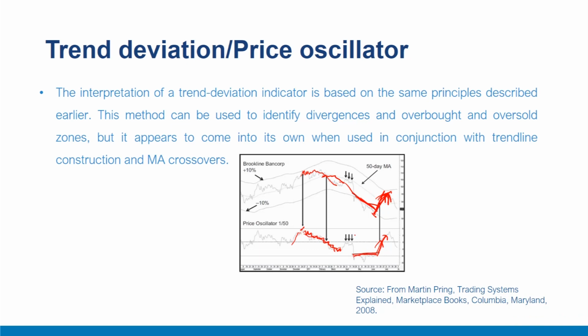Basically, momentum or trend deviation or price oscillator is giving us some leading signals, which, when confirmed by moving average crossovers and trend line violations, are further confirmed by the price action itself.